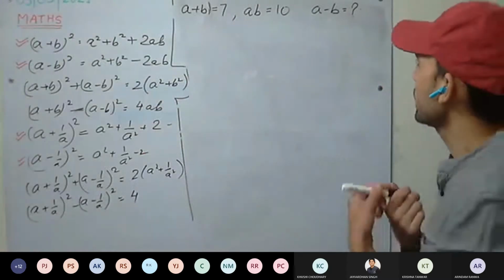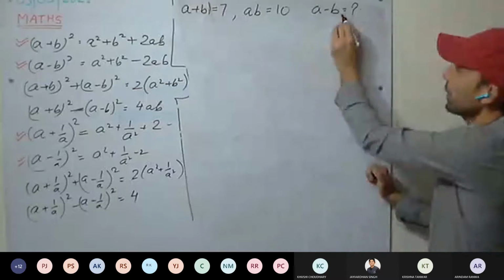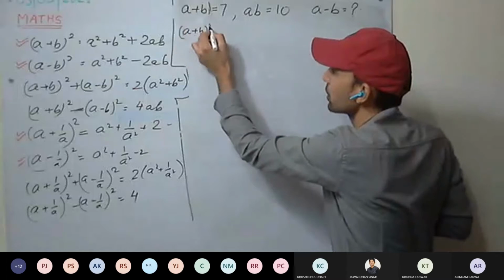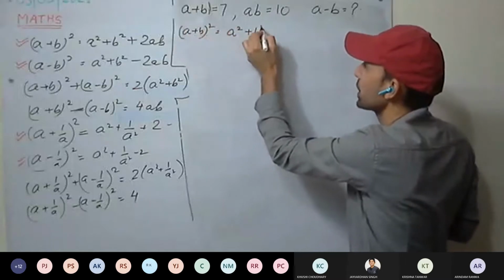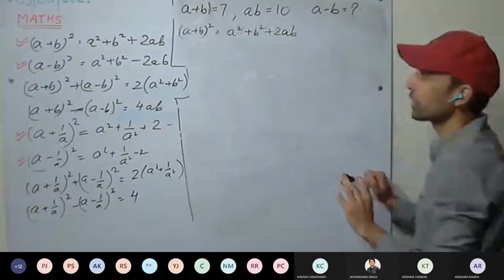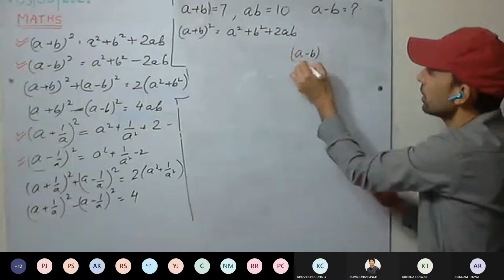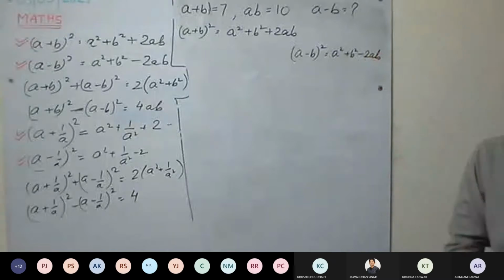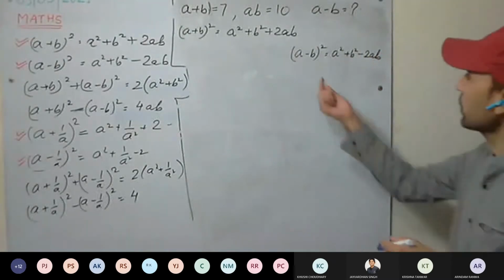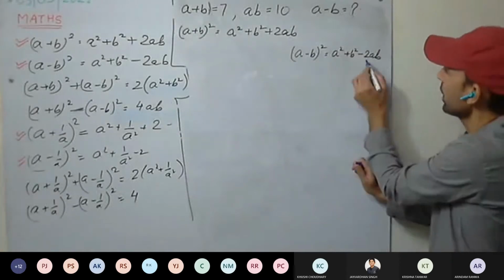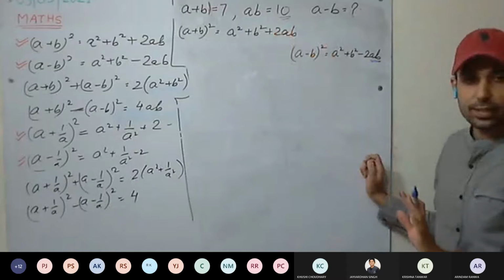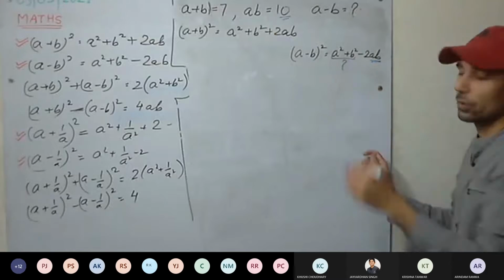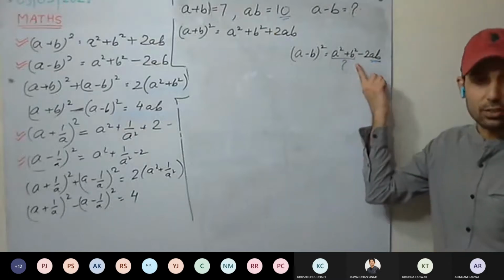How? So see here, we all remember A minus B. A plus B is given, AB is given. So if we write A plus B the whole square, it will be how much? A square plus B square plus 2AB. If we write A minus B the whole square, A square plus B square minus 2AB. Now see here, what we have to calculate is A minus B. AB we already know, 10 is given in the question, but A square plus B square's value we do not know.